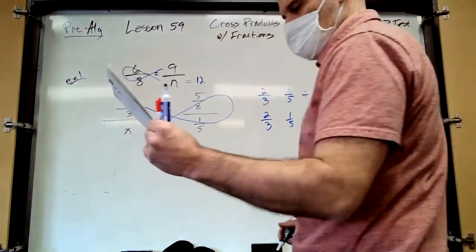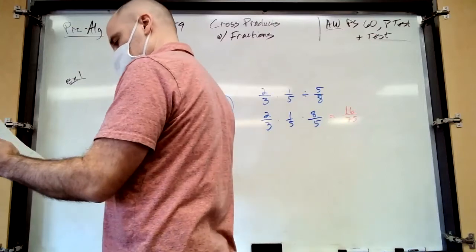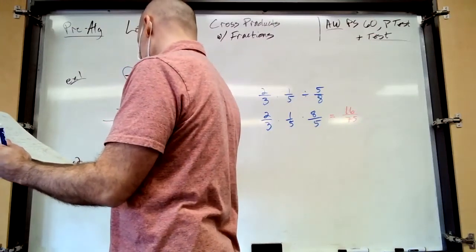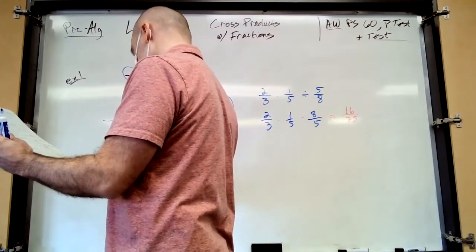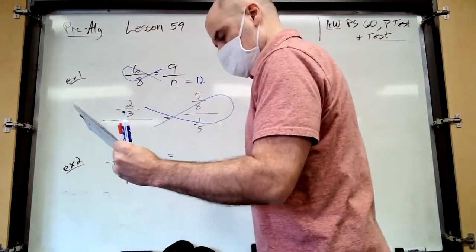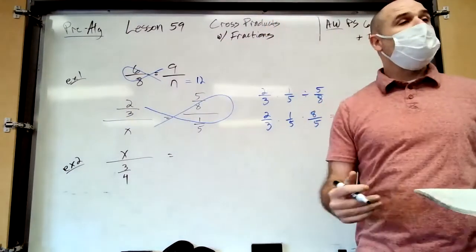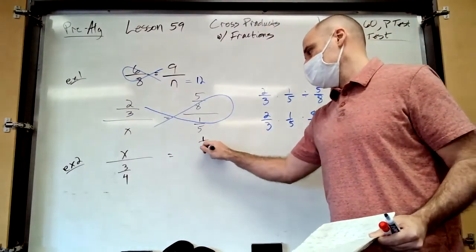Right here is your redemption. Here's example two. You ready? X over 3/4 equals 1/3 over 2/5.